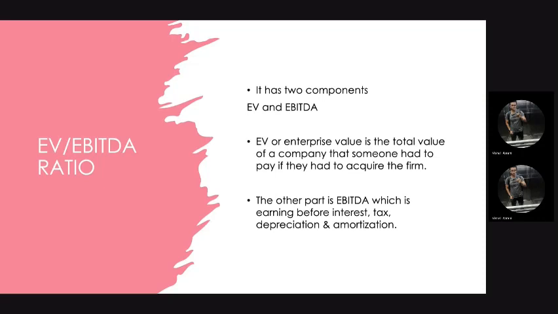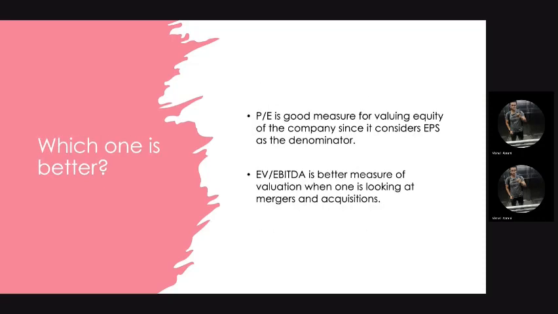Now we come finally to understand which one is better. PE is a good measure of valuing the equity of the company since it considers the EPS as the denominator, whereas EV/EBITDA is a better measure of valuation, especially when one is looking at mergers and acquisitions.